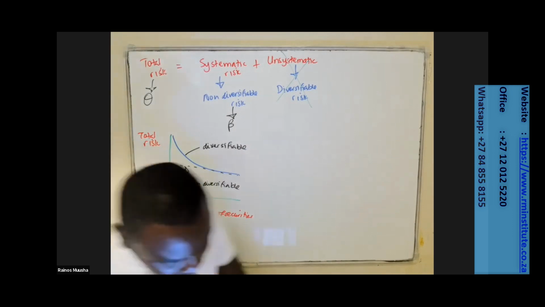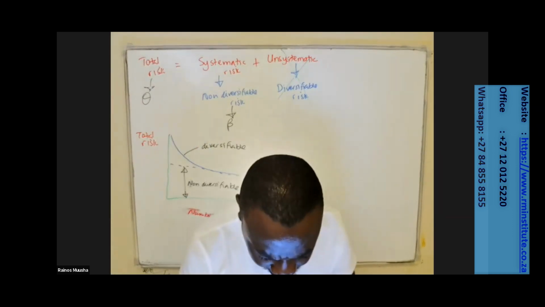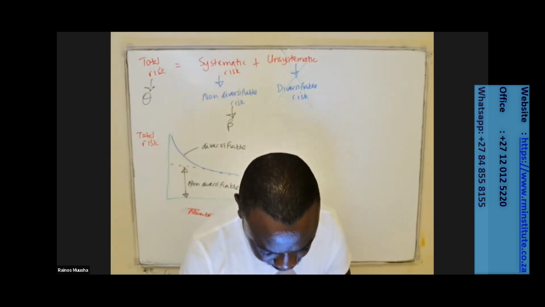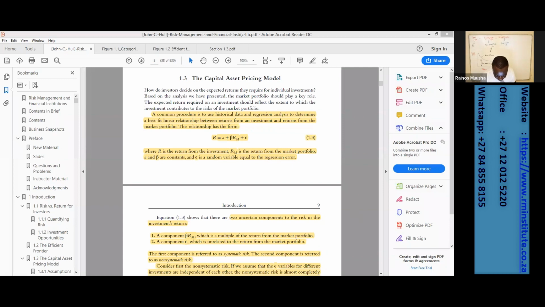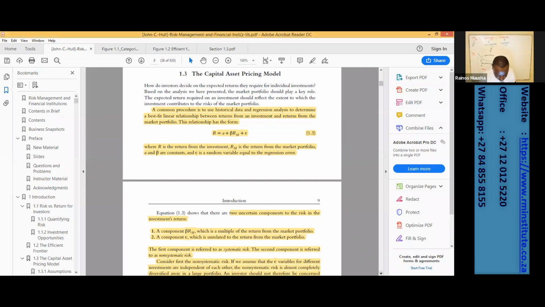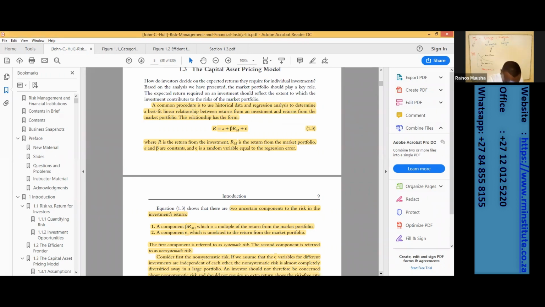So when you look at the capital asset pricing model, if you check on section 1.3, they discuss the capital asset pricing model. I'm just going to quickly discuss what they're talking about here. Then we look at the formula, to see exactly how they come about with the formula for the capital asset pricing model as well.